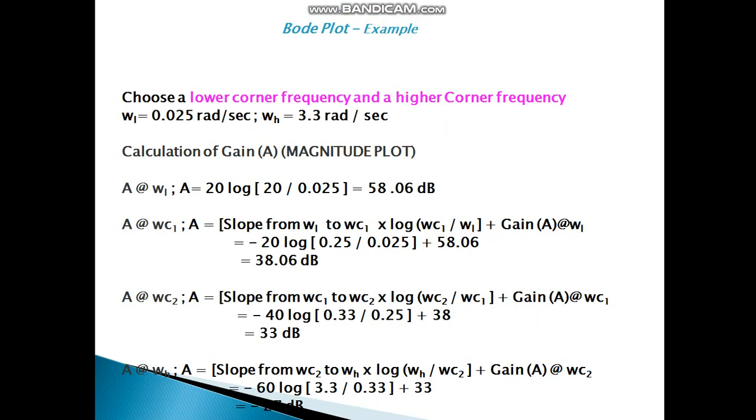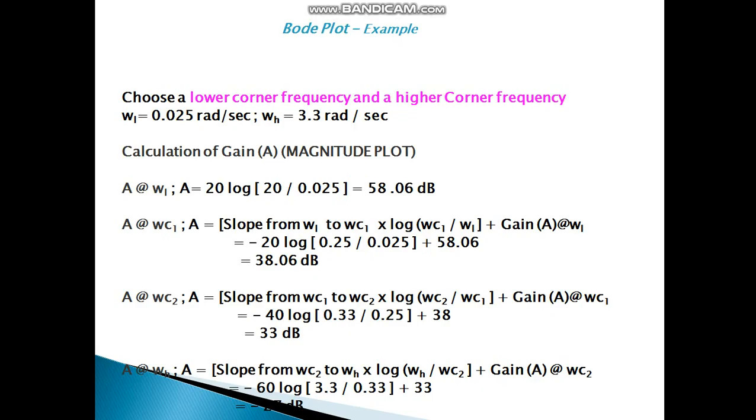Next, we already found two corner frequencies. Next we have to find another two frequencies, that is the lower corner frequency and the upper corner frequency. So we consider the lower corner frequency omega 1 equal to omega L equal to 0.025 radians per second, and omega h equal to 3.3 radians per second. Calculation of gain.